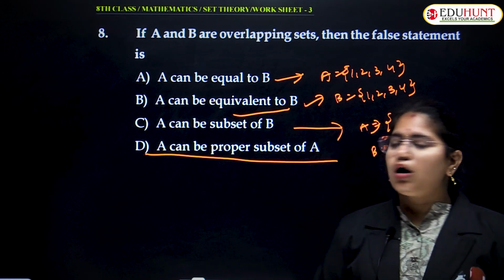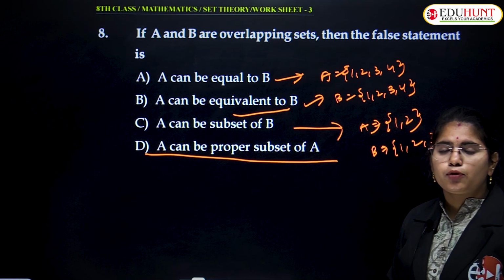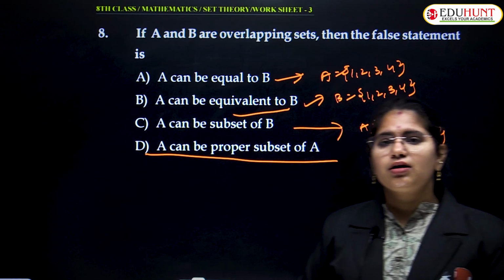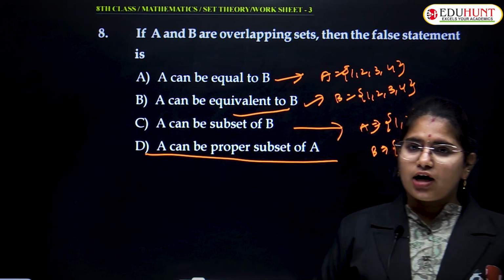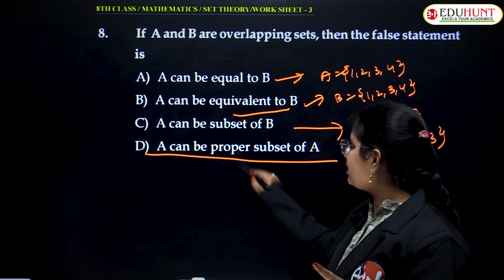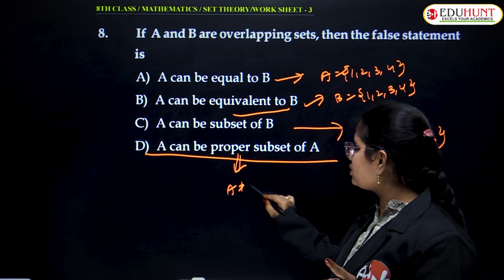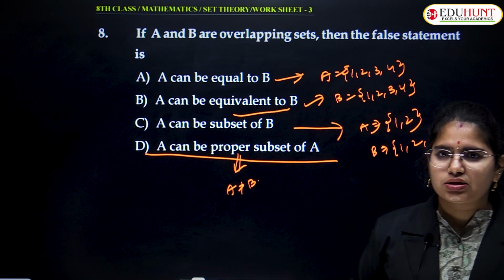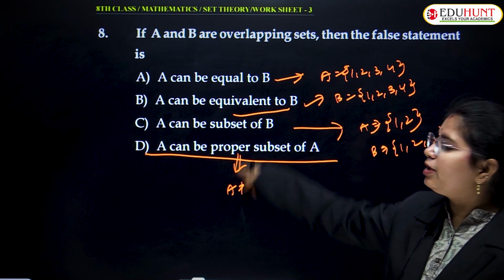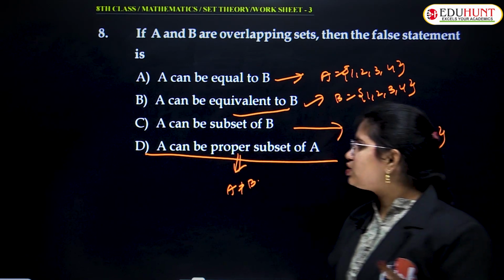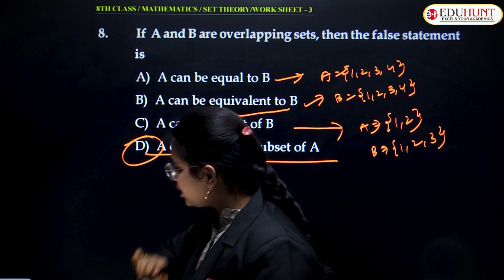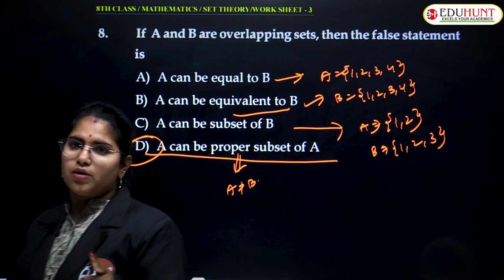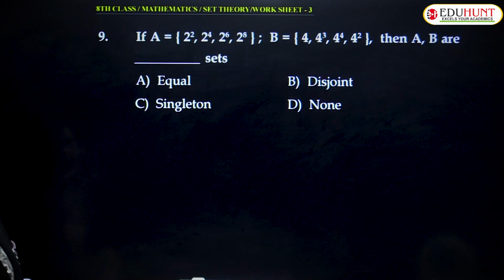What is, A can be a proper subset? Proper subset in the sense A is not equal to B. That should not happen. So, what is the definition of proper subset? A must not be equal to B, right? So, this is obviously a false statement. So, it will be a contradiction to the first option. So, this is a false statement. Option D is what you have to pick out. Right? Am I clear? Next problem.